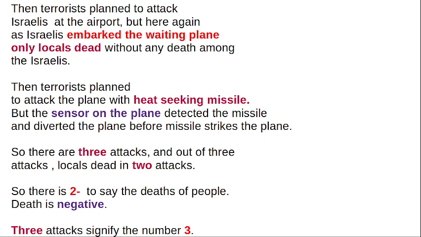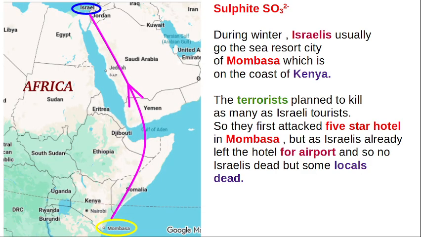So here in this story, what I am saying is the Palestinian terrorists actually attacked 3 times. One, they carried out an attack on a 5-star hotel in Mombasa. They also carried out an attack on the airport, and finally they also attacked the aeroplane itself. But in all three attacks, people died in 2 attacks, and especially local people died. No Israeli people died, but only local people died.